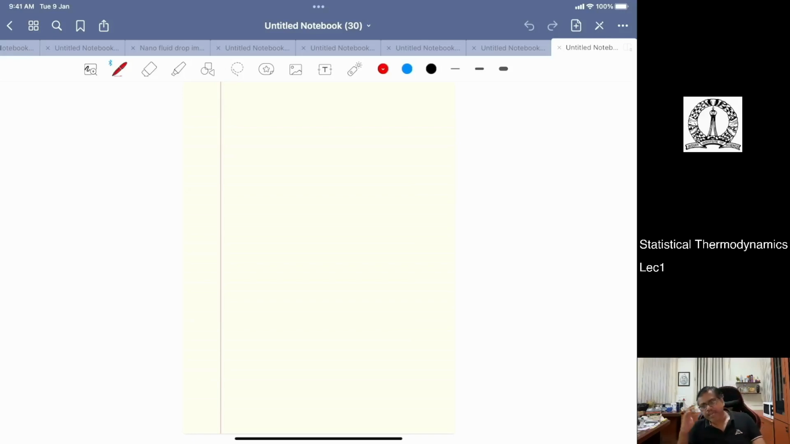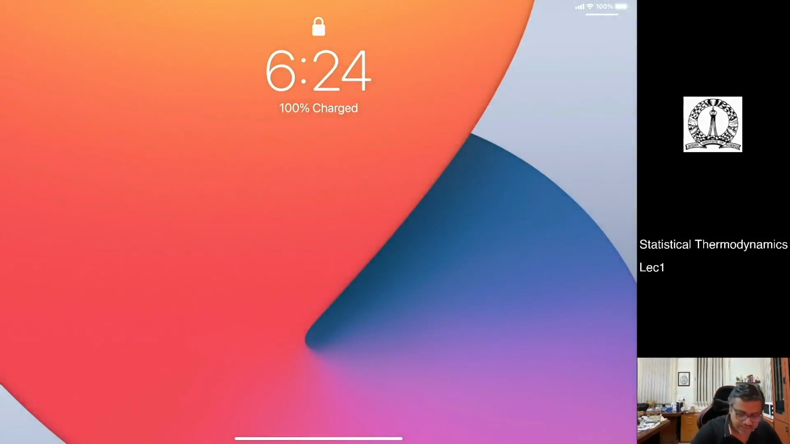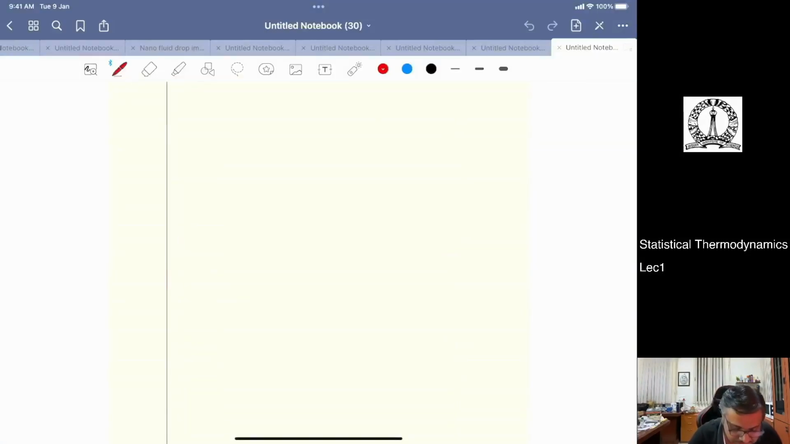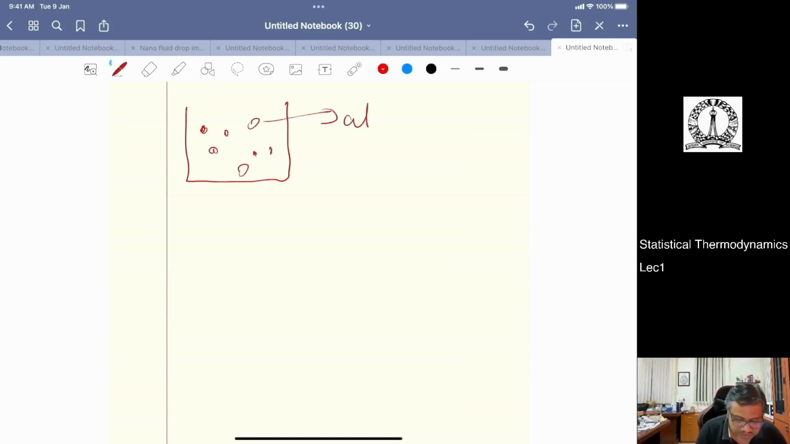Now, any particular thermodynamic system is composed of atoms and molecules. So let's take any system. It is composed of these atoms or molecules, whatever you call it, right? Now, these atoms and molecules all move around, as you know. They move around in different directions, if they are placed in a container, like this, for example.